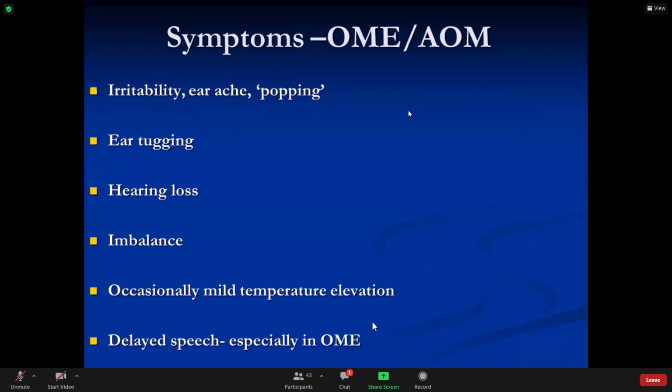In otitis media with effusion, delayed speech is one of the problems that you'll have to encounter, because whereas acute otitis media is manifest overtly, otitis media with effusion is usually insidious and does not take on the acute, dramatic appearance of acute otitis media.